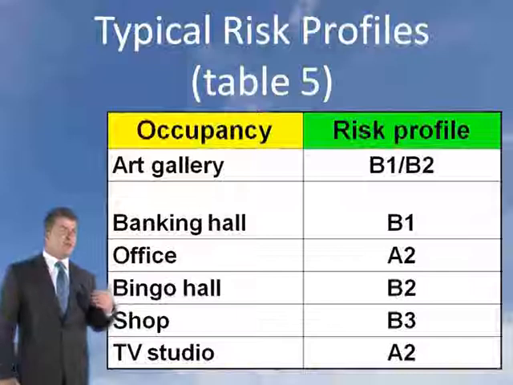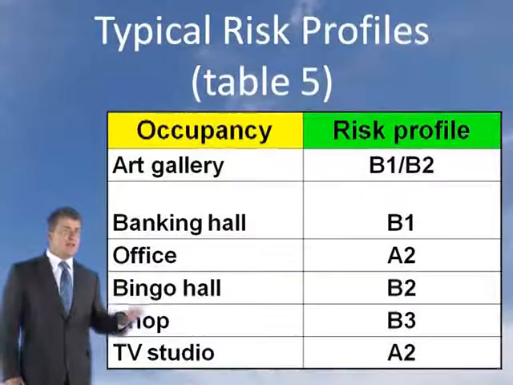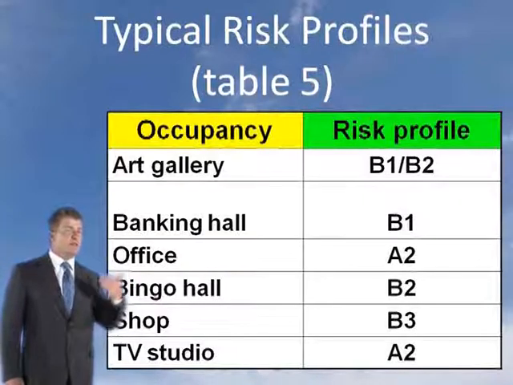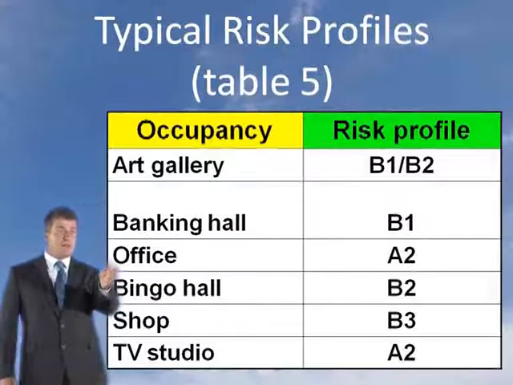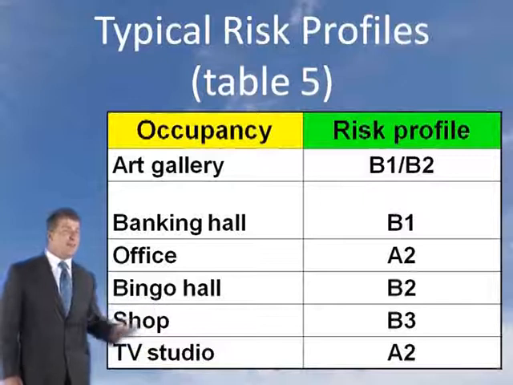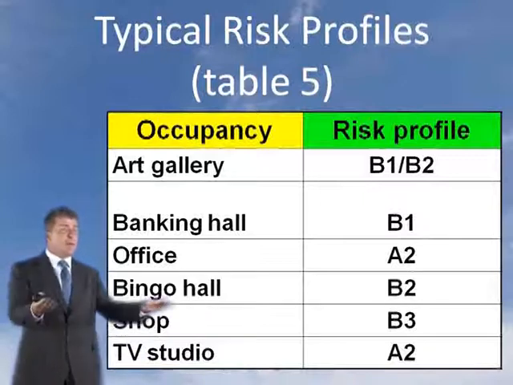There's about 64 in the code. Here it is, table 5. So, for example, in here you've got an art gallery, which might be a B1 or a B2. You've got a banking hall, B1. Office is A2, a bingo hall is B2. So if your client asks you, I want you to design me a typical bingo hall, you can go to this table here and you are going to get a B2, because it's a typical risk profile. It's a typical bingo hall.